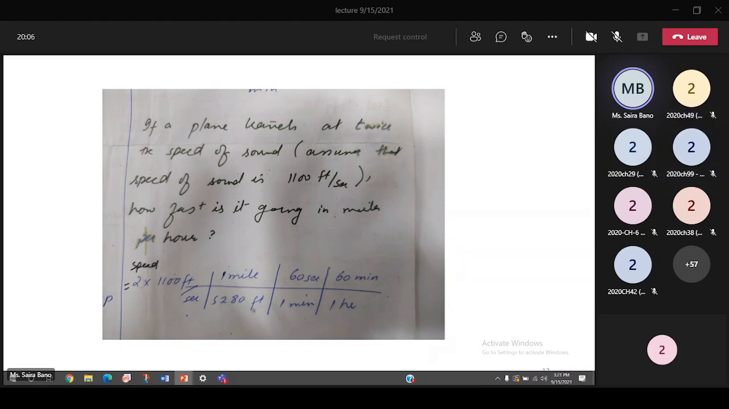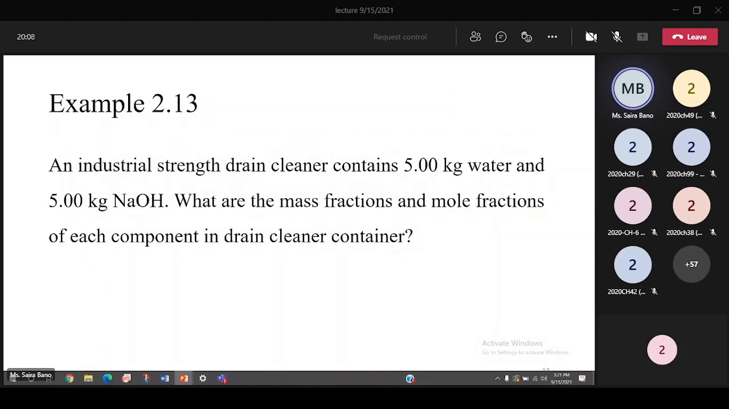Okay. So next one. This is also very simple. This is about the mass fraction and mole fraction. This is also an example from your book. An industrial strength drain cleaner contains 5 kilogram of water and 5 kilogram of sodium hydroxide. What are the mass fractions and mole fractions of each component in the drain cleaner container? You are given masses of both the components. You have to find the mass fractions and mole fractions of each component.